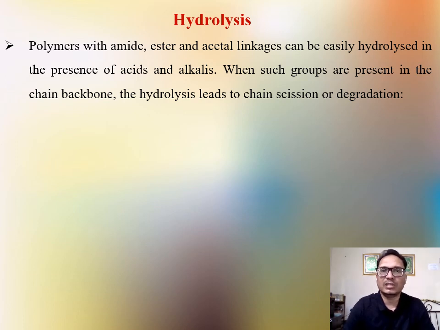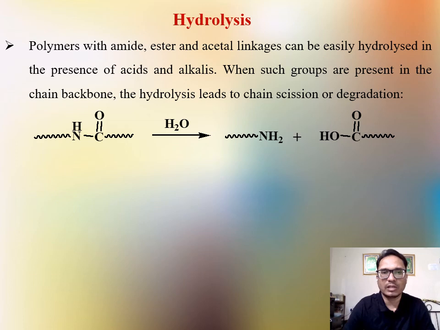For example, the first reaction is hydrolysis. In the hydrolysis, the polymers with amide, ester and acetal linkages can be easily hydrolyzed in presence of either acids or bases. When such groups are present in the chain backbone, the hydrolysis leads to a chain scission or chain degradation. The longer chain will become a shorter chain, and these amide, ester and acetal groups undergo hydrolysis.